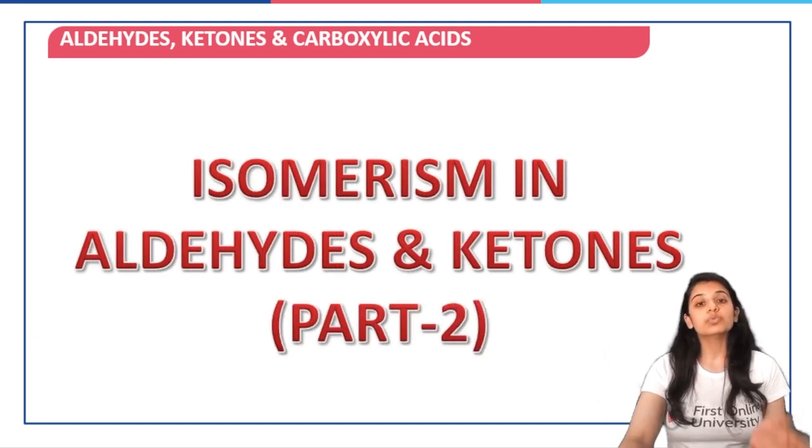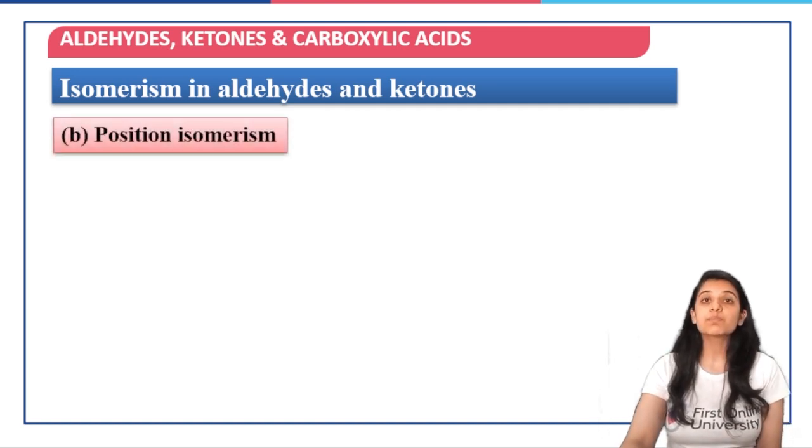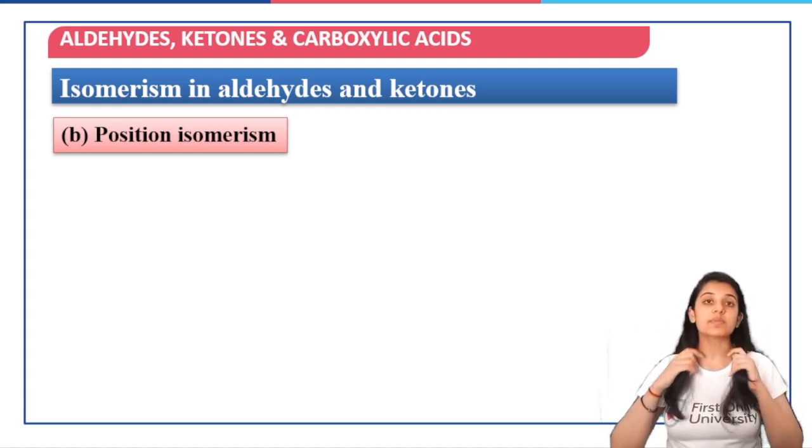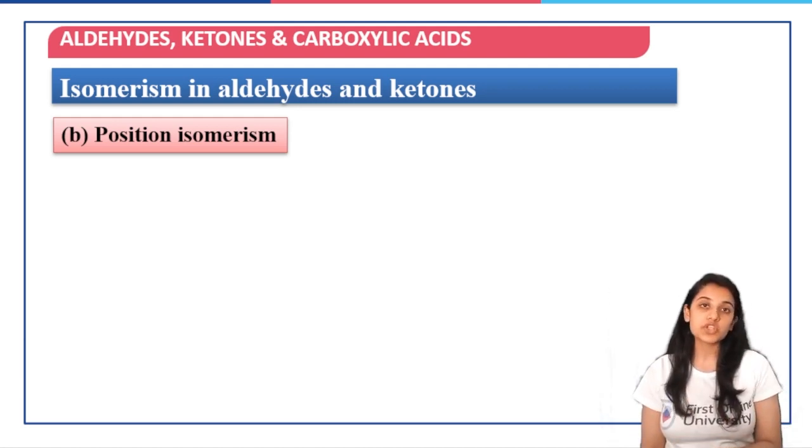Now we move on to the second type of isomerism that is seen in aldehydes and ketones, that is position isomerism. All the isomerism cannot be possible in all the functional groups. That is something which is important for you to know. We have already discussed the chain isomerism. Now we'll be talking about position isomerism.